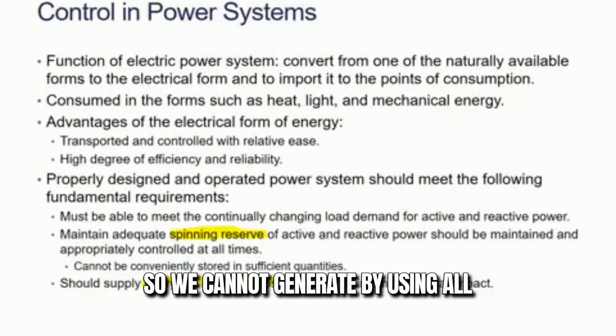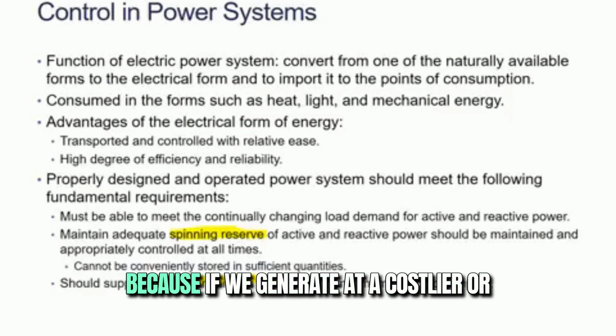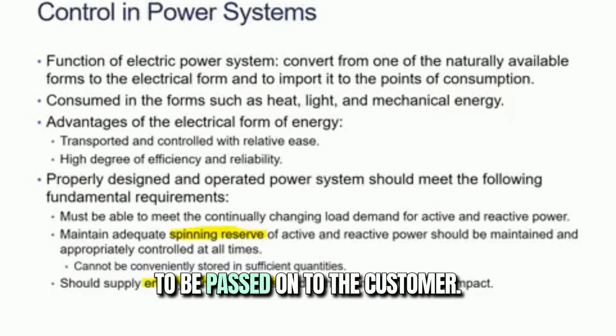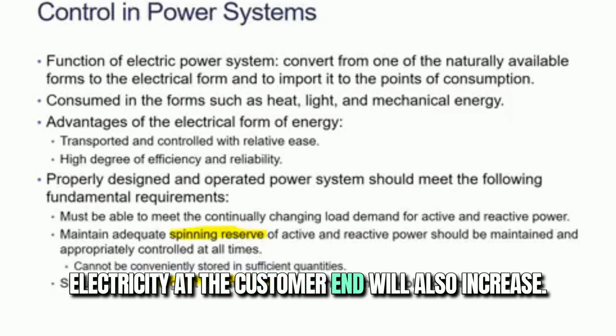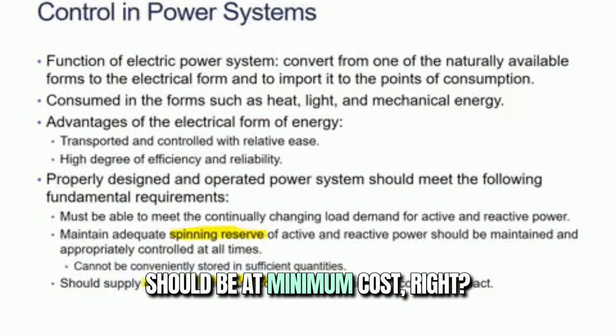So why can we not generate by using all those costlier or expensive raw materials? Because if we generate with costlier or expensive raw material, then the same price has to be passed on to the customer. So eventually the cost or the price of electricity at the customer end will also increase. So therefore we want the supply to be at minimum cost.